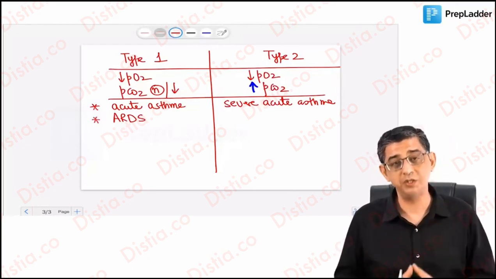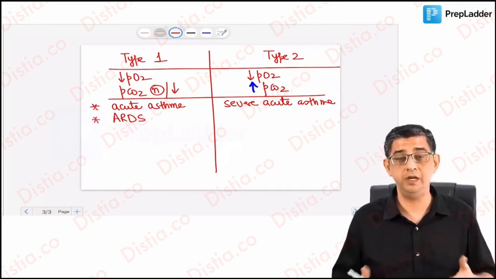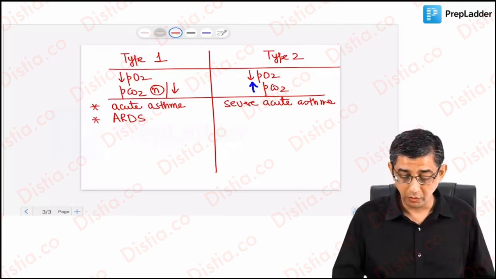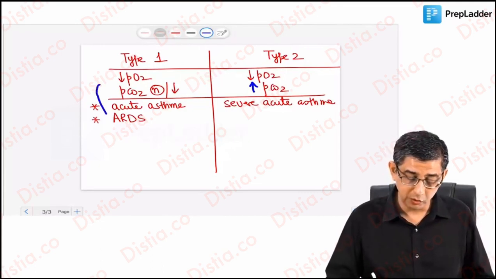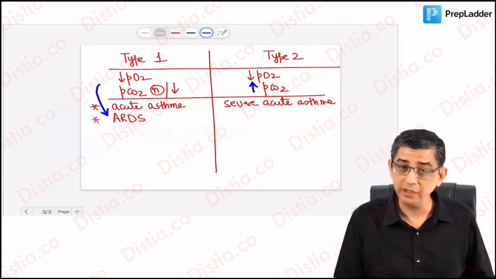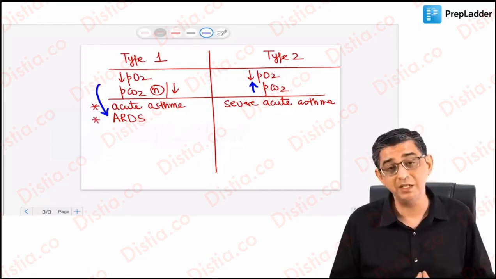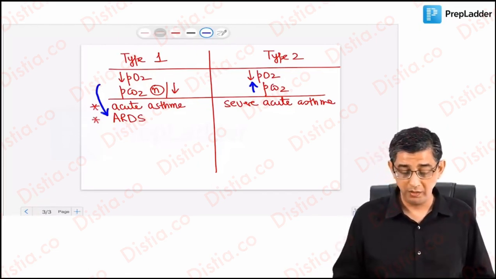But what is the presentation of the disease? Presentation is hyperventilation, that is type 1 respiratory failure. I get a lot of queries, sir, in ARDS you have mentioned carbon dioxide can be elevated. Yes, that is in the later stages when treatment is not given. But what is the presentation? Presentation is type 1 respiratory failure.